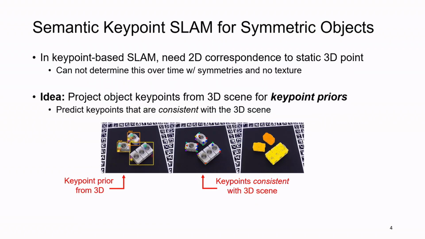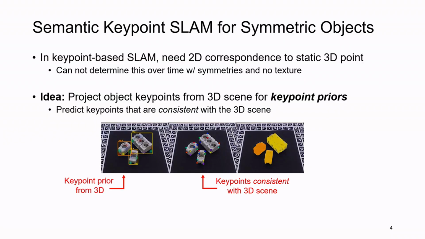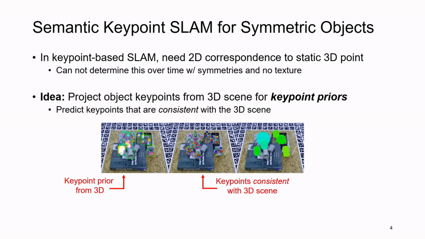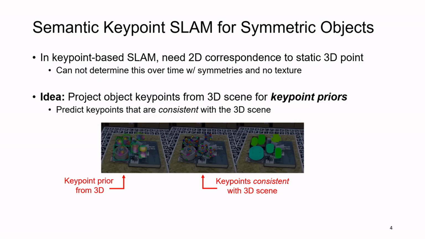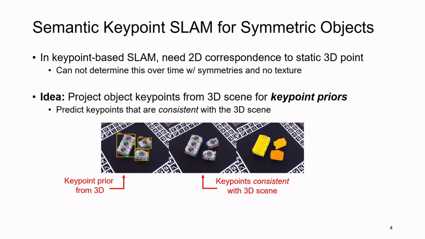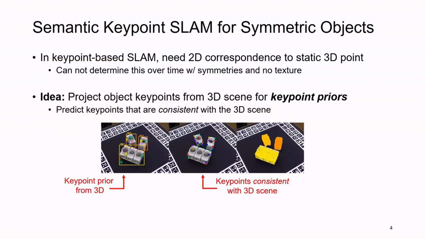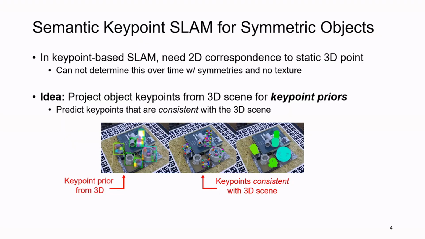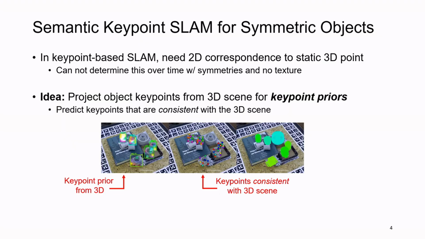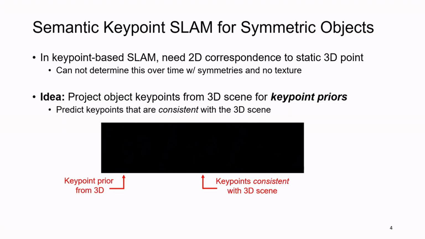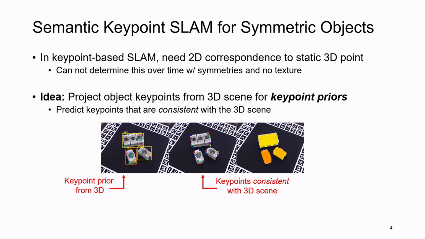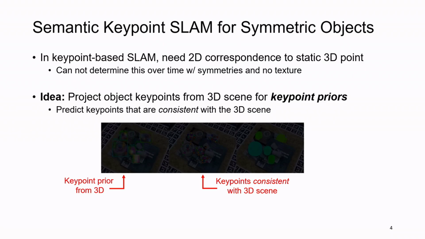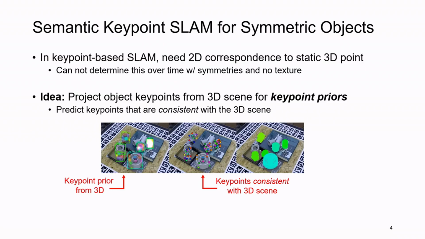Let's talk a bit more about how we perform keypoint-based SLAM for symmetric objects. In keypoint-based SLAM, we typically need 2D correspondences to static 3D points. But if you think about it, this cannot be determined over time with symmetries in the objects and a lack of texture. Our idea is to project object key points from the 3D scene to create keypoint priors, which allow the network to predict key points that are consistent with the 3D scene.